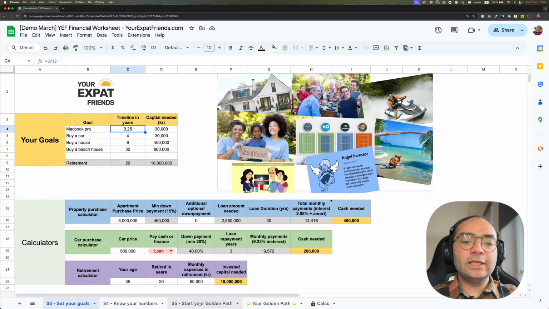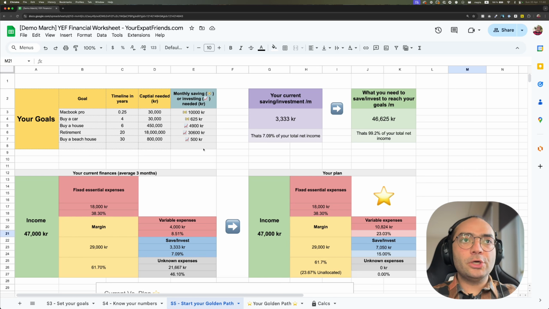Now we want to give you an idea of how you can actually set monthly saving and investing targets for each of those goals. So in the third sheet, starting at the top left, you have your goals. So this is the same table that you created in the first sheet yourself. But then what we are doing here for you is that we are now converting the amount of money that you need for each goal to a specific monthly savings target. How are we doing that?